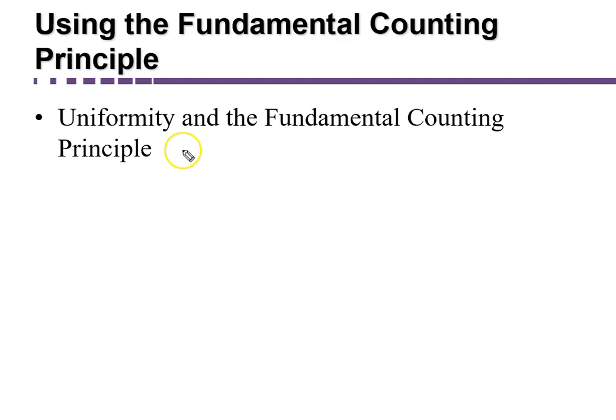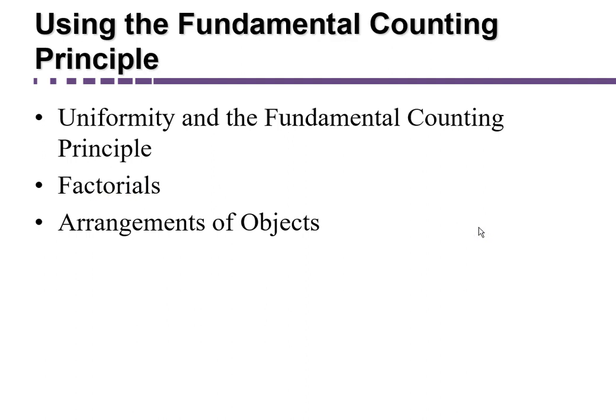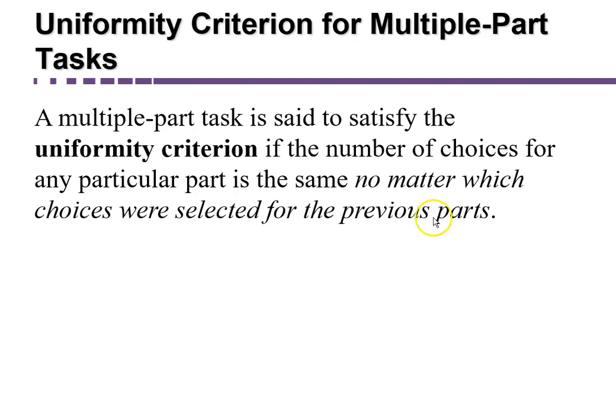So we'll take a look at uniformity and the fundamental counting principle. We're going to study factorials, arrangement of objects, and one of your first definitions, other than base 10, is what we call the uniformity criterion. Now, the word criterion just means what you're referring to in something. It's sort of like the universal set. And uniformity refers to that universal set always being the same.